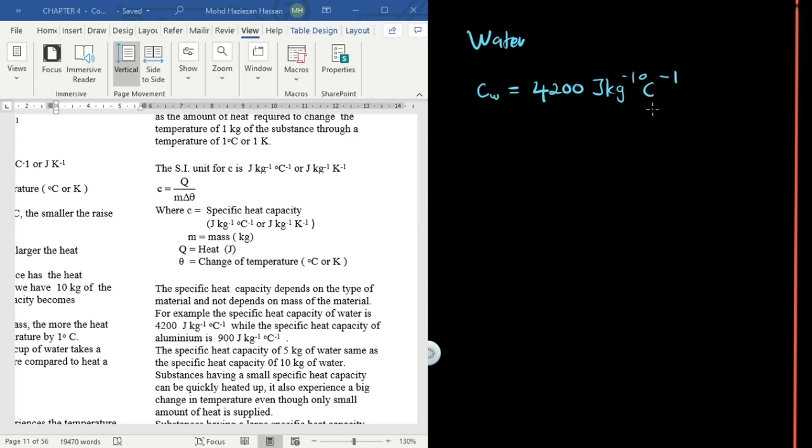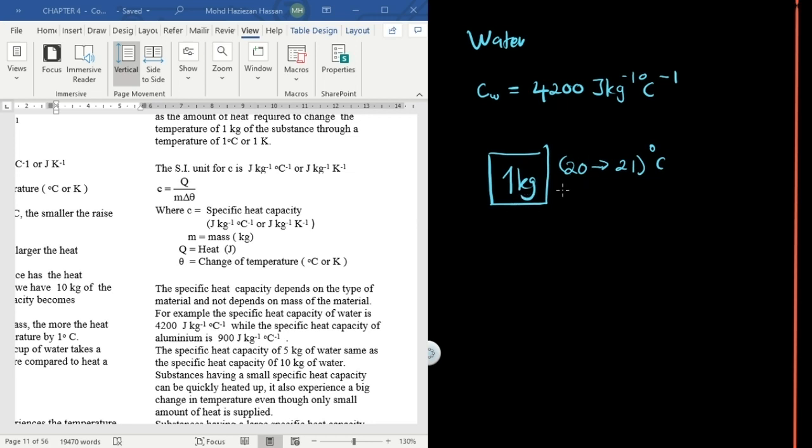So what does it mean if you have this information? For water, if we have 1 kilogram of water and we want to change its temperature by 1 degree Celsius, let's say from 20 to 21 degrees Celsius.